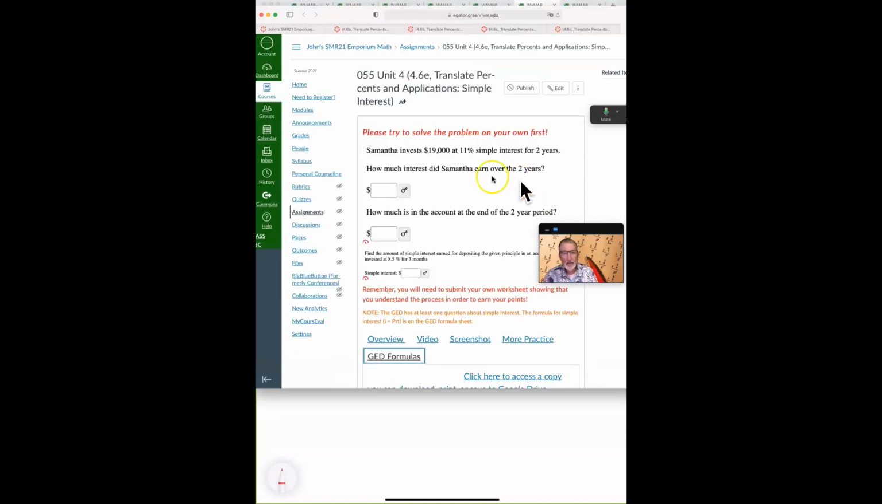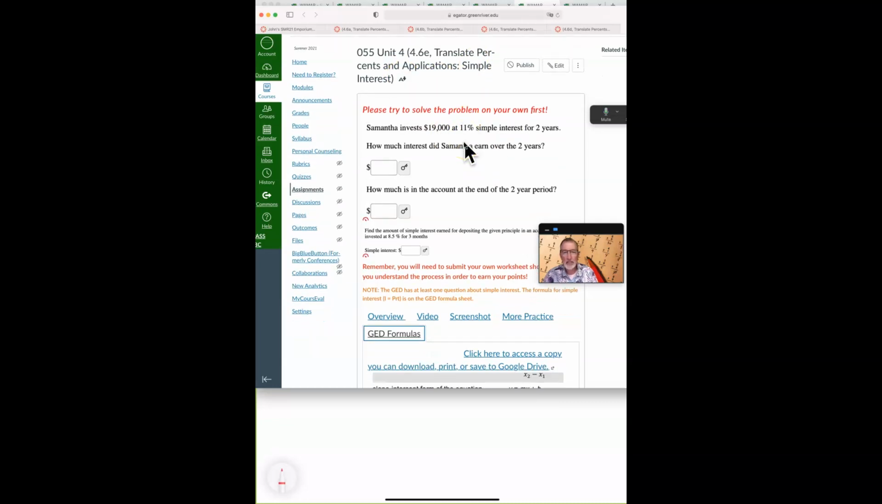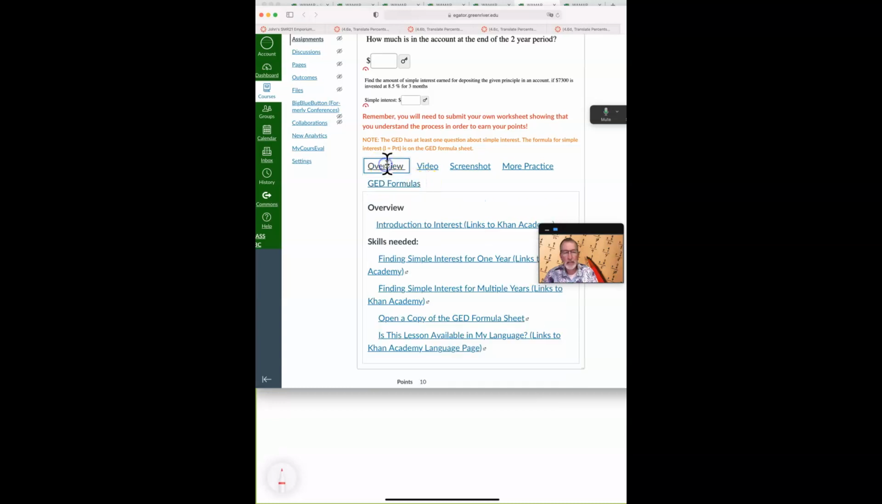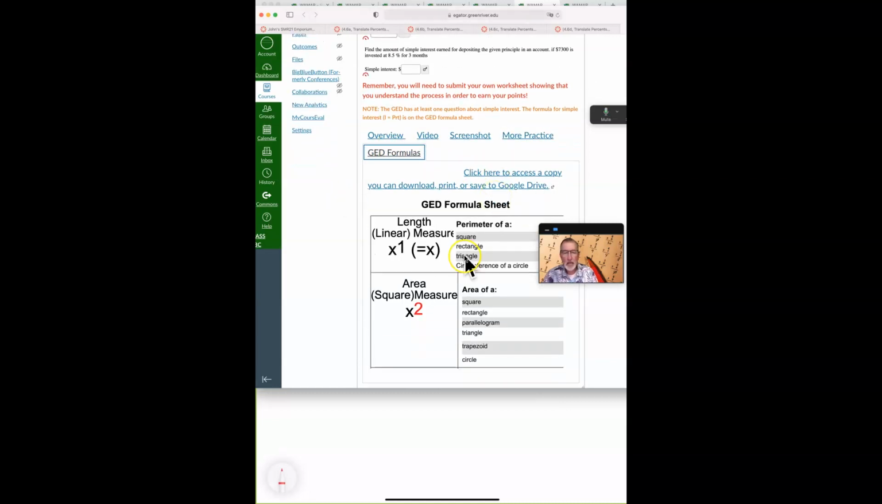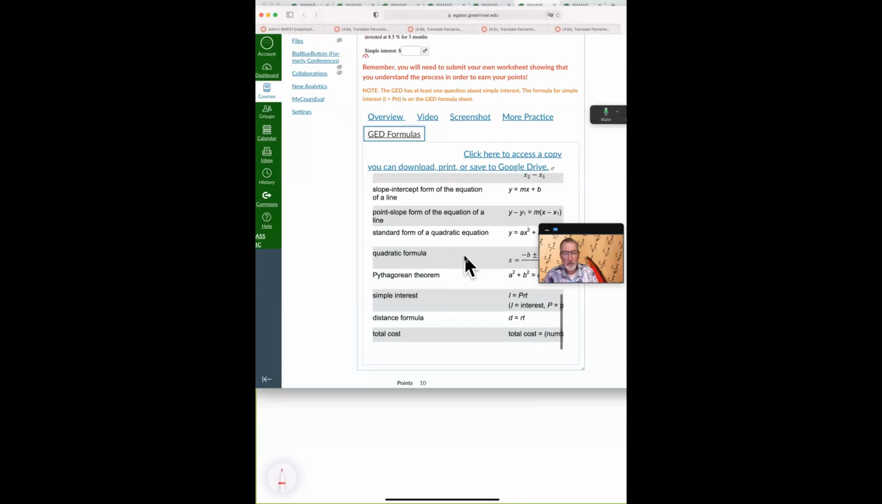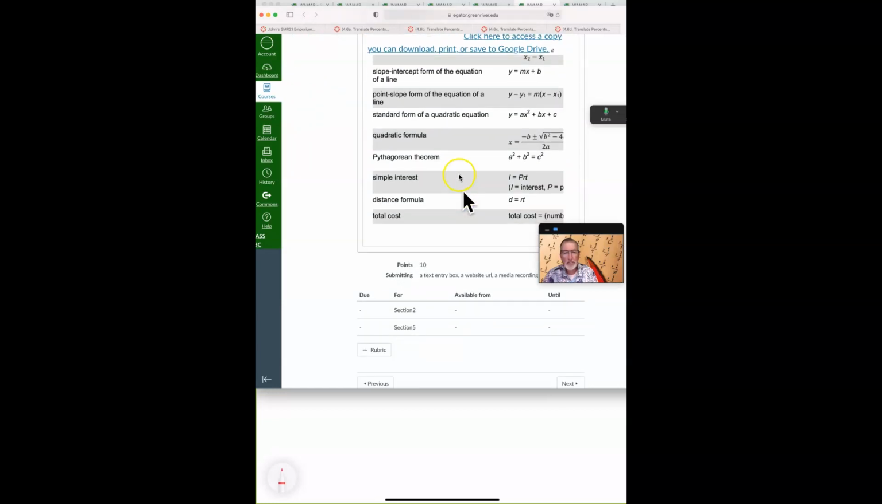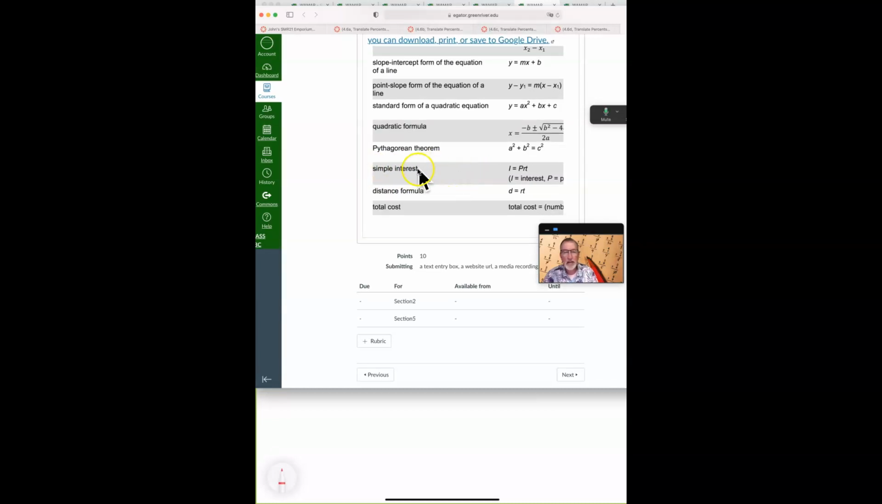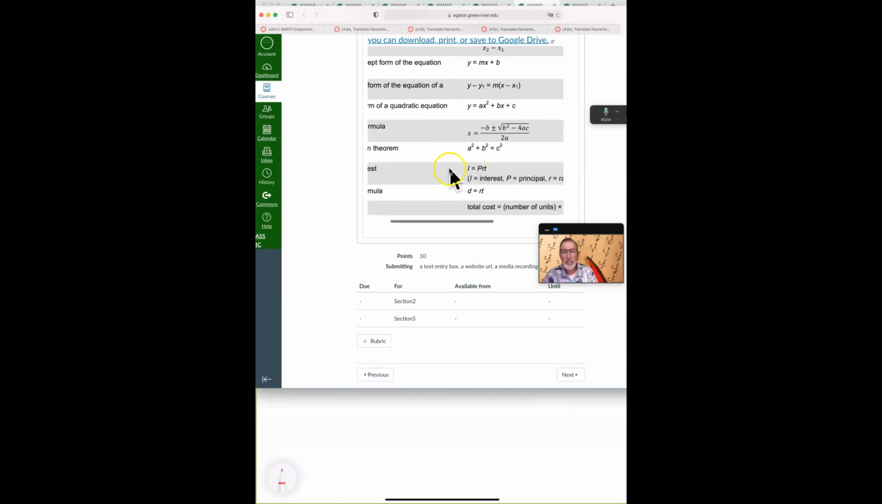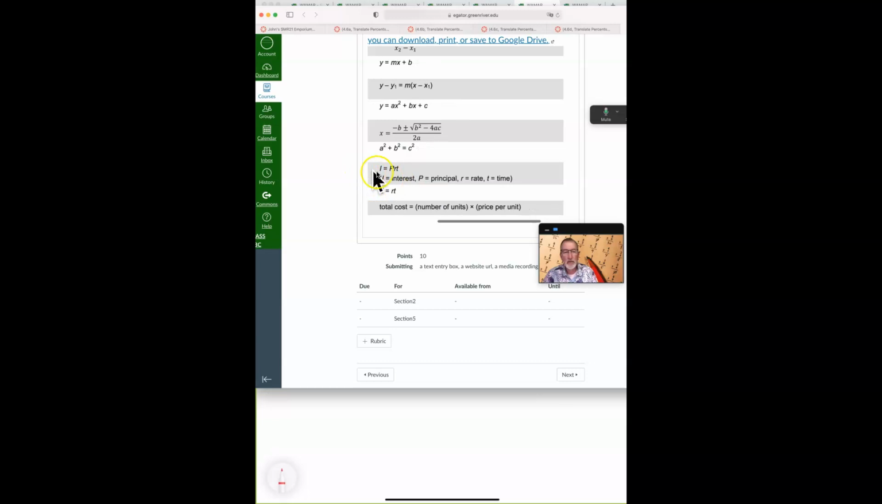In Canvas, in every one of these daily practice modules, there is a page with the GED formula. So if you just click on that link, you've got overview, video, screenshot, more practice, GED formulas. On the second page of this formula sheet is the formula for simple interest. The reason I point this out is that you can refer to this sheet on any of my tests, and you can also have access to this sheet when you take the GED. So the important thing you'll need to know here is I equals PRT. Interest paid is equal to the principal times the rate times the time in years, okay?